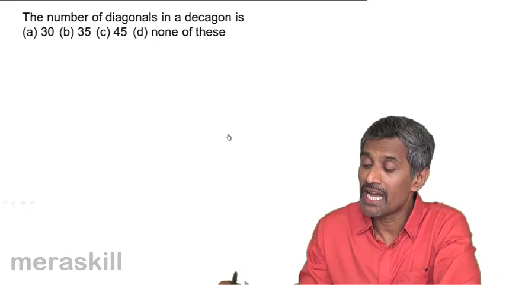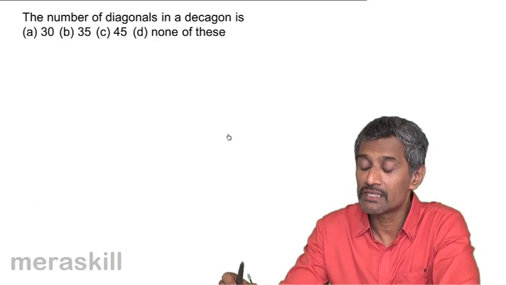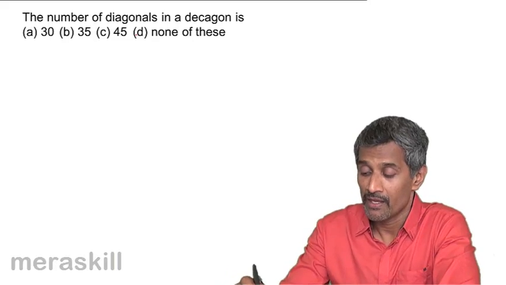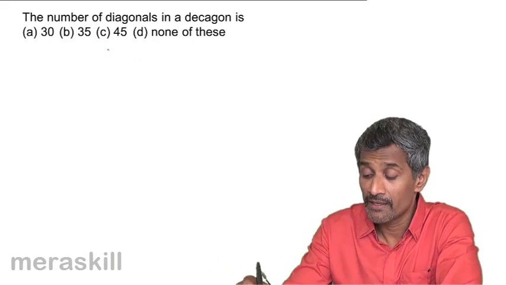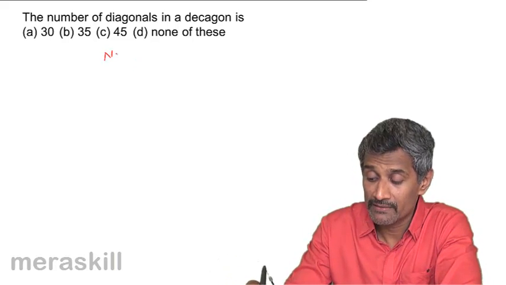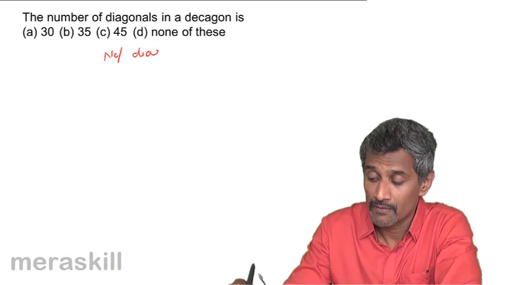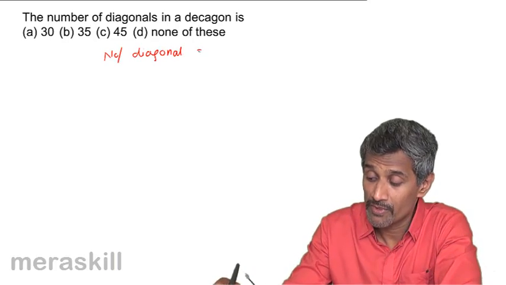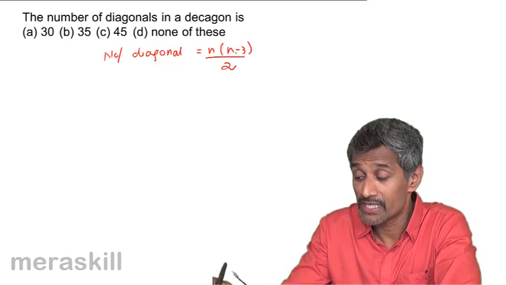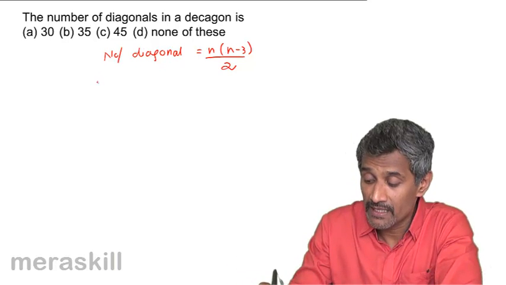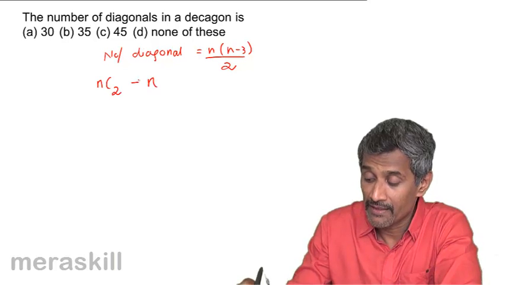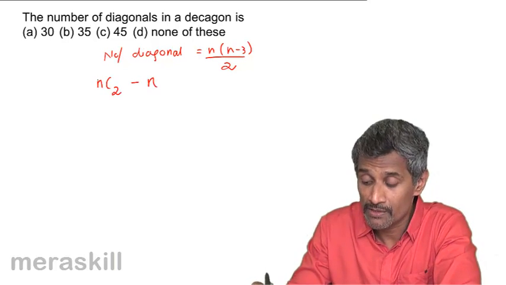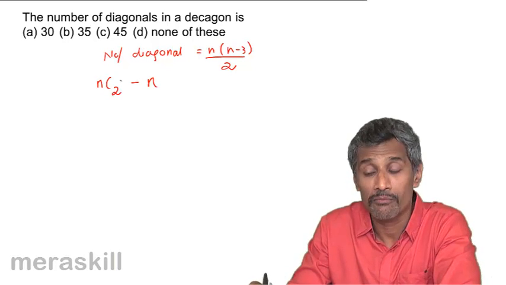Okay, the number of diagonals in a decagon is 30, 35 or 45. Now there is a formula for the number of diagonals. The formula is going to be n into (n minus 3) upon 2. It will be interesting to see how we derive this. It's basically nC2 minus n.